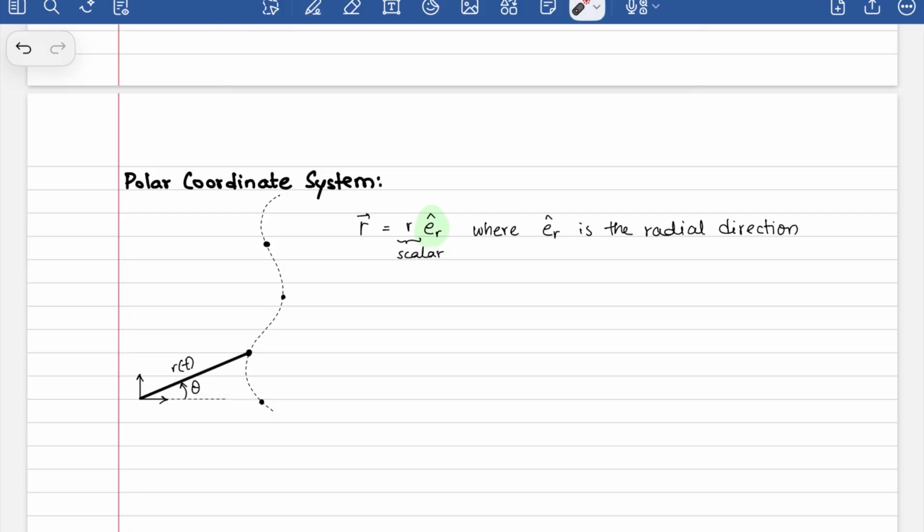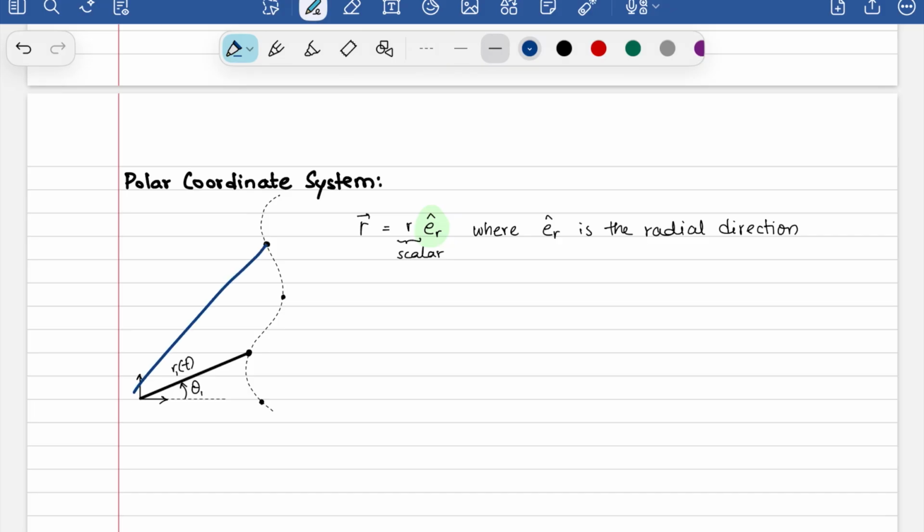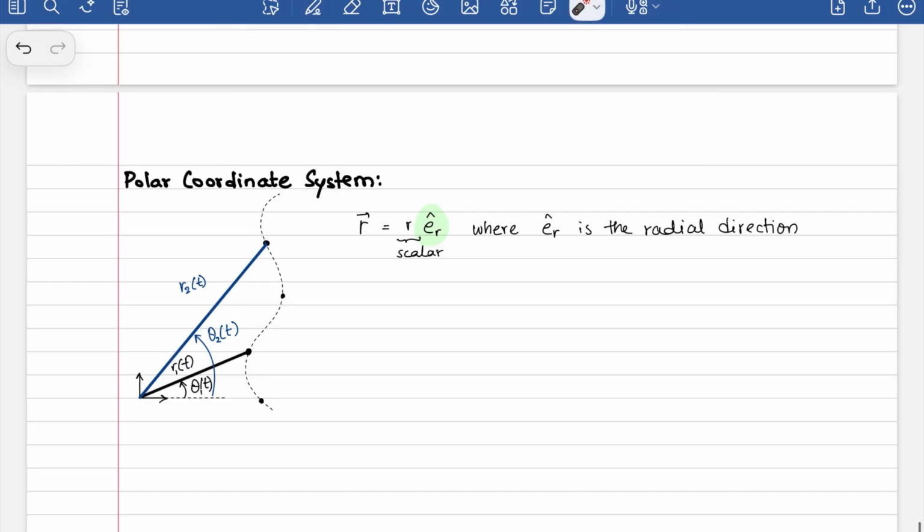Now the thing is, this radial direction keeps changing, right? So this is currently the position here. Let's say that is r1 of t, theta 1. At this position now, over here, it is some r2 of t and some theta 2, which is also changing with time, right? So there's theta 1 of t and theta 2 of t. That means that the position vector, which was originally this one, has now changed to this one. And the unit vector has rotated from this direction to this direction.